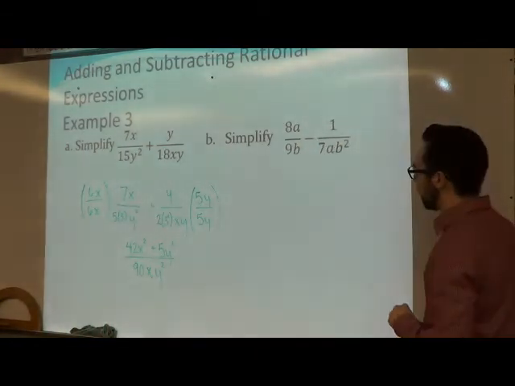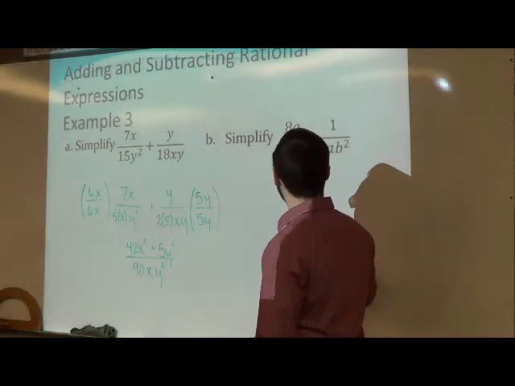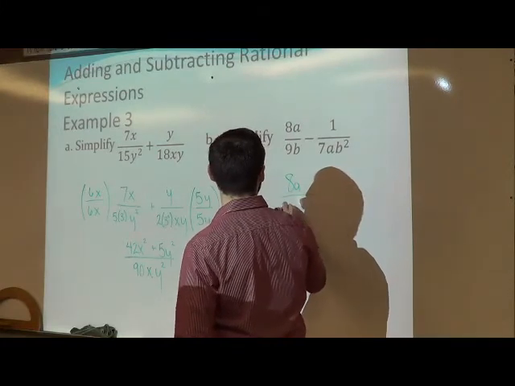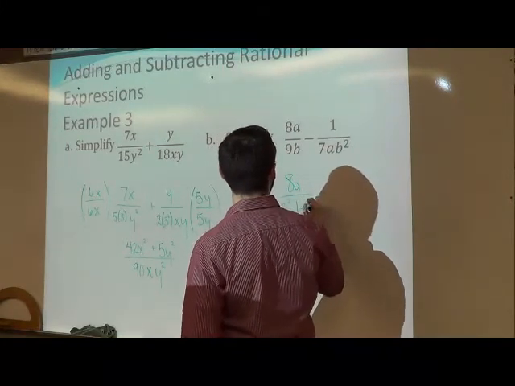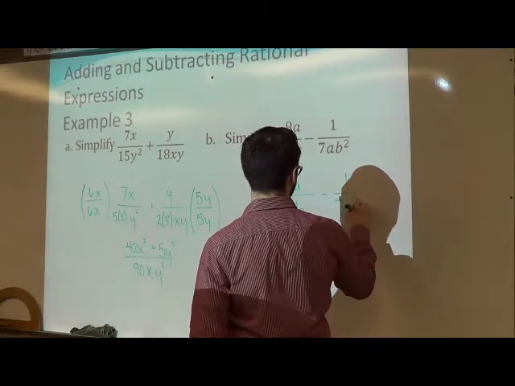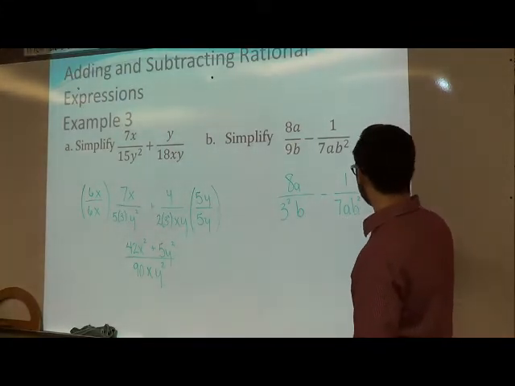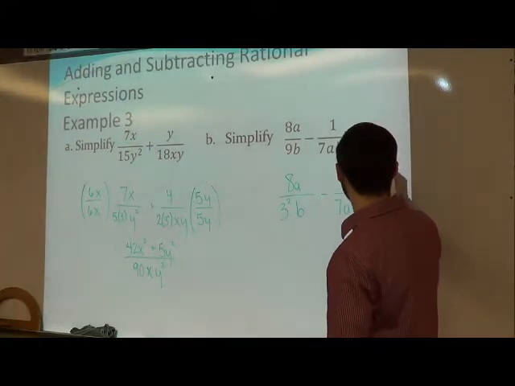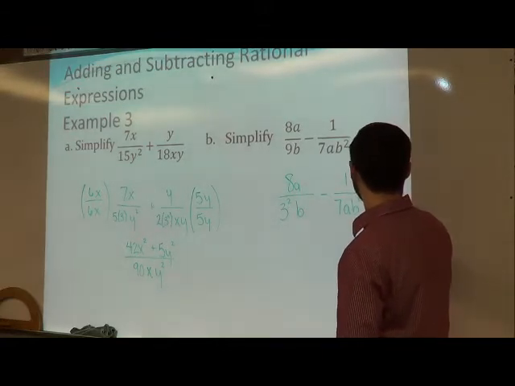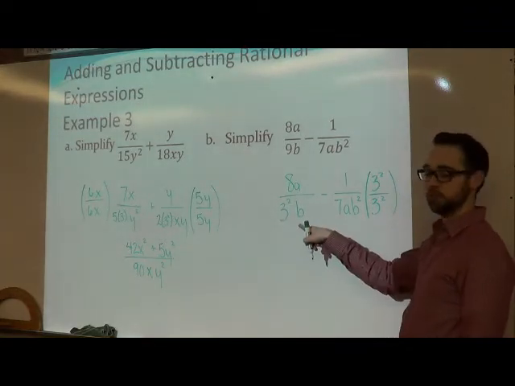Let's do it again with subtraction. So again, we have 9b and 7ab squared. The only thing we can factor here is the 9. I can make that 3 squared b minus 1 over 7ab squared. What am I missing? On this side, I'm missing 3 squared, and that's it. We're missing the 9. Because we already have an a and we already have b squared, which is more than they have.